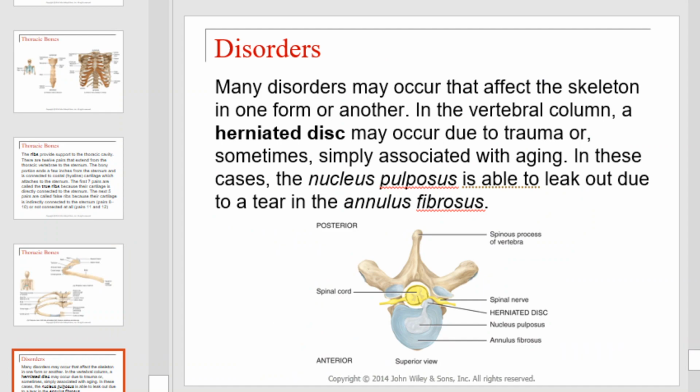Disorders. Many disorders may occur that affect the skeleton in one form or another. In the vertebral column, a common disorder is a herniated disc, and it may occur due to trauma or sometimes simply be associated with aging. In these cases, the nucleus pulposus is able to leak out due to a tear in the annulus fibrosus.